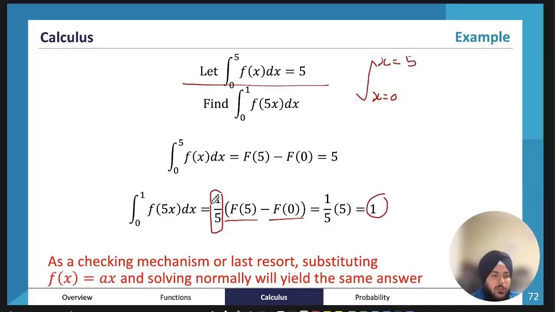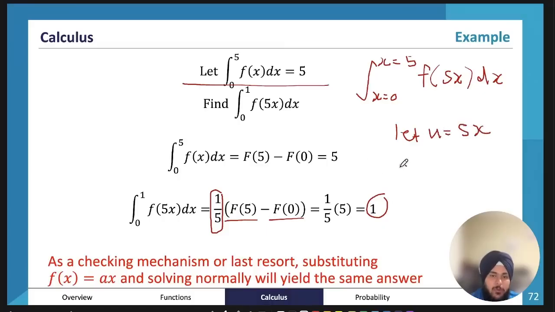Right? So if we have the integral from 0 to 1 of f of 5x, sorry, what was the function again? f of 5x dx. So what we can actually do is we can let u equal 5x.